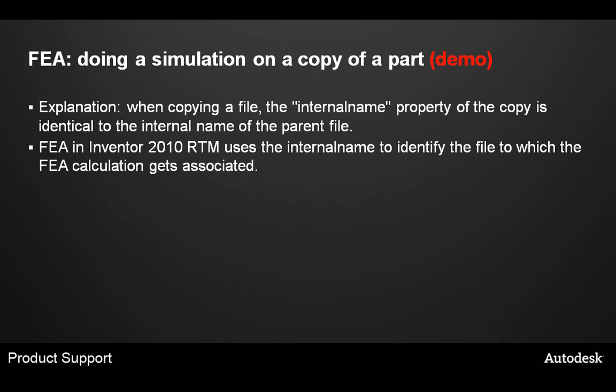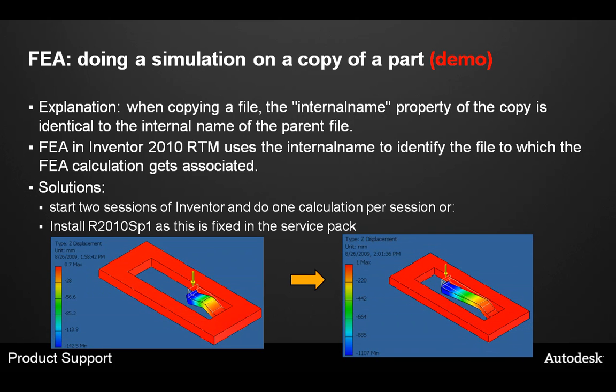And I definitely mentioned RTM, the first release version, because we fixed this in SP1. So there is a very easy solution to the problem by installing SP1. If you don't have SP1 installed yet, there is another solution, and that consists of just opening a second Inventor session and doing the calculation there. So I've talked enough over the slide here. I do want to present you this in a live demo, which drives the points home better, I think. So let's go to the demo.